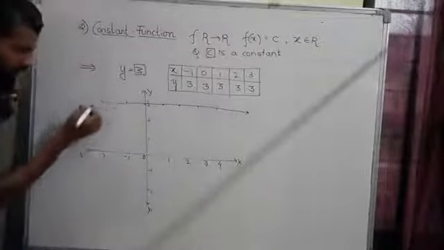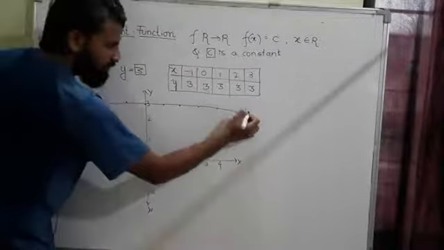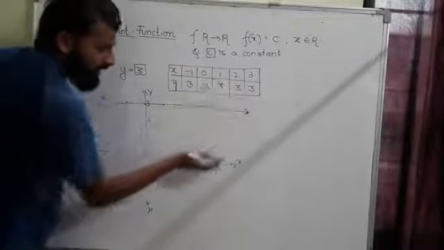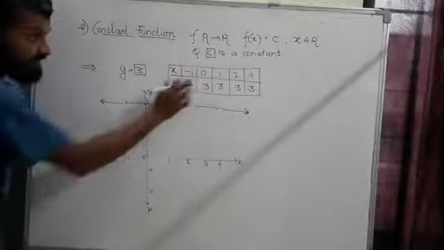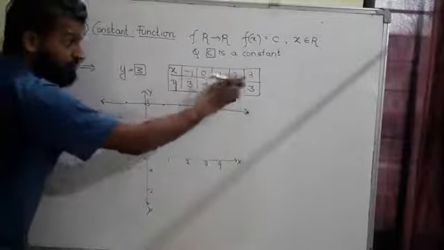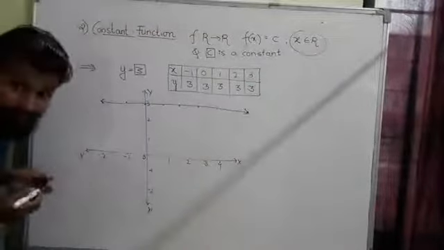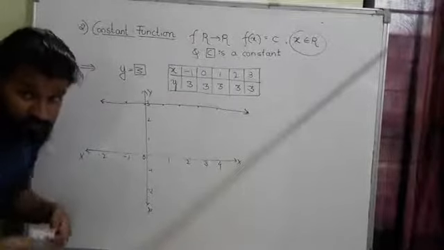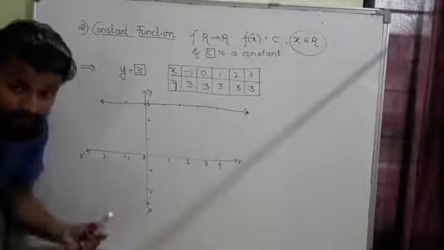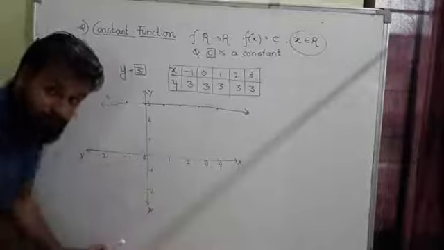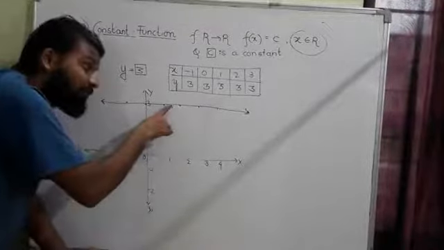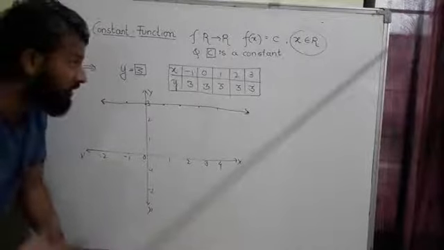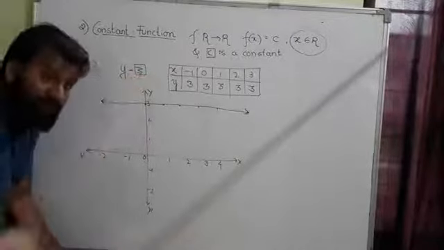Yes or no? Why am I writing this symbol here? Because it continues as the value of x goes. In our table we have taken only 5 values, but I can take x as any real number, including fractions and decimals. So I can even take 1.5 also. If I take 1.5, then also the answer will be 3 only. Yes or no? Because y is not dependent on x.